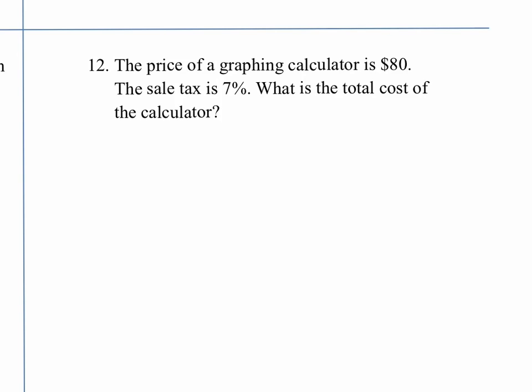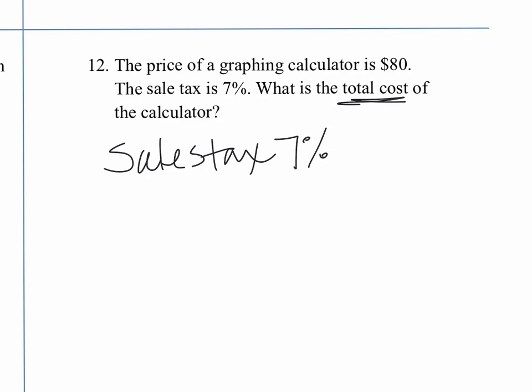Number 12. The price of a graphing calculator is $80. The sales tax is 7%. What is the total cost of the calculator? So not only are we finding sales tax at a rate of 7%, we have to add that to the cost of the graphing calculator to get the total cost. Sales tax converted to a decimal would be 7 hundredths. Multiply the 80 times the 7 hundredths.